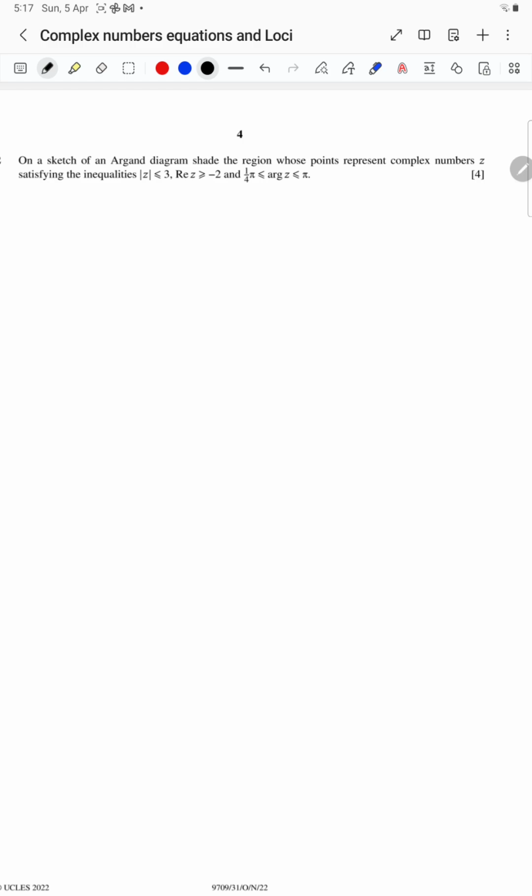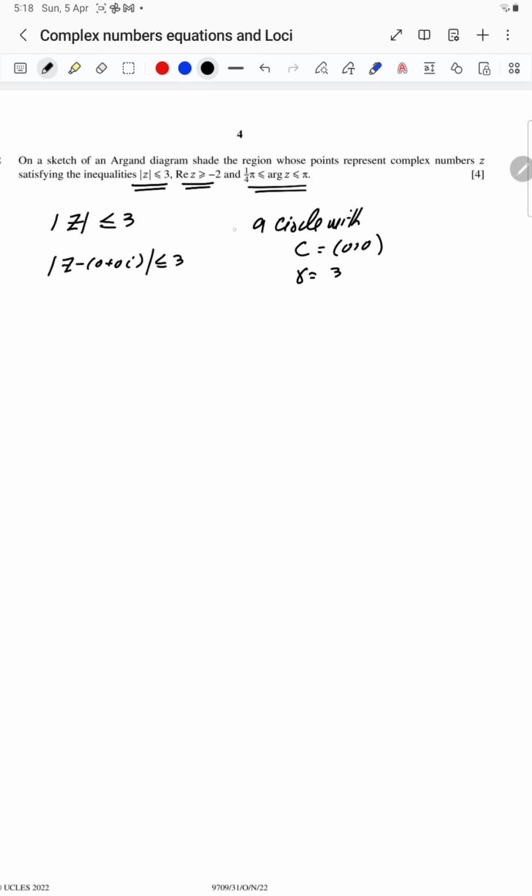Here it says on a sketch of an Argand diagram, shade the region whose points represent complex number z, where real of z is this, and argument, meaning angle, is this. First of all we have the inequality that modulus of z is less than or equal to 3. That shows a circle with center 0 + 0i and radius 3.